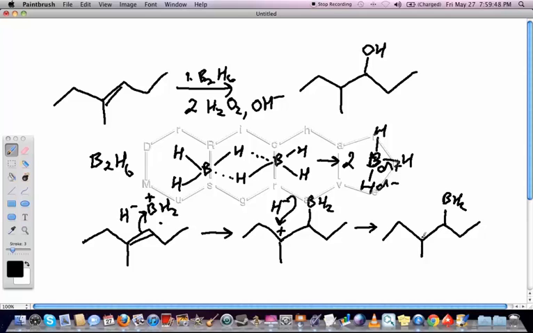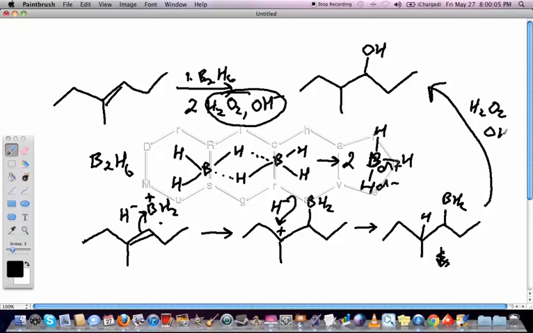Now the purpose of the H2O2 and the OH minus is to take this BH2 and convert it into the alcohol. I don't really want you to worry about how that happens. Just know that is its purpose. It's an oxidizing agent, and it's in base, and it will take the BH2 and turn it into an OH. So now you can see how B2H6 ends up causing what looks to be an anti-Markovnikov addition. Let's do this another way now.